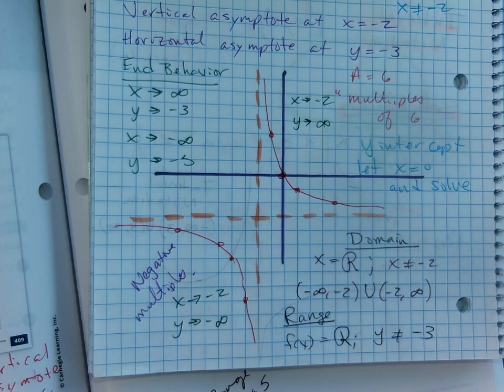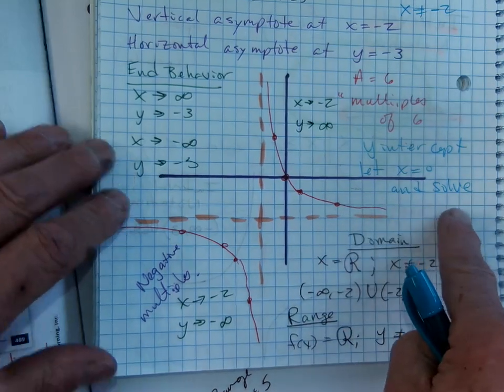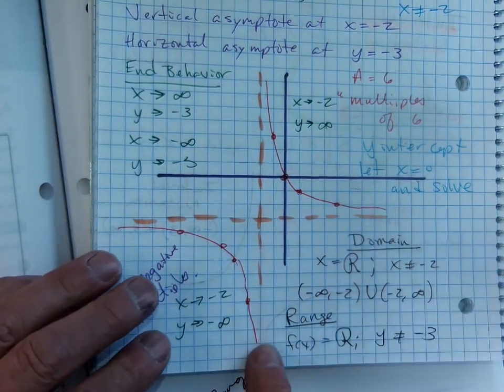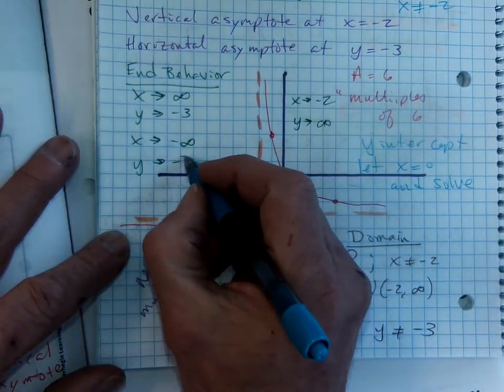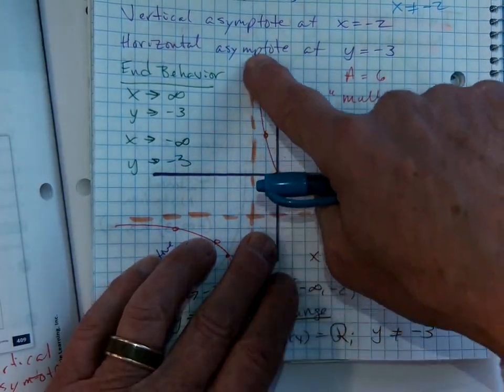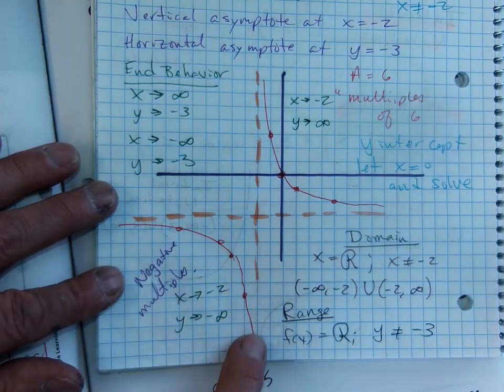Then we talked about end behavior. As x goes to infinity, then the y value is approaching negative 3. As x goes to negative infinity, again the y value is going to negative 3. We talked about what happens when x gets close to negative 2, y goes to infinity. Or on the other side, as x gets closer to negative 2, then y goes to negative infinity.